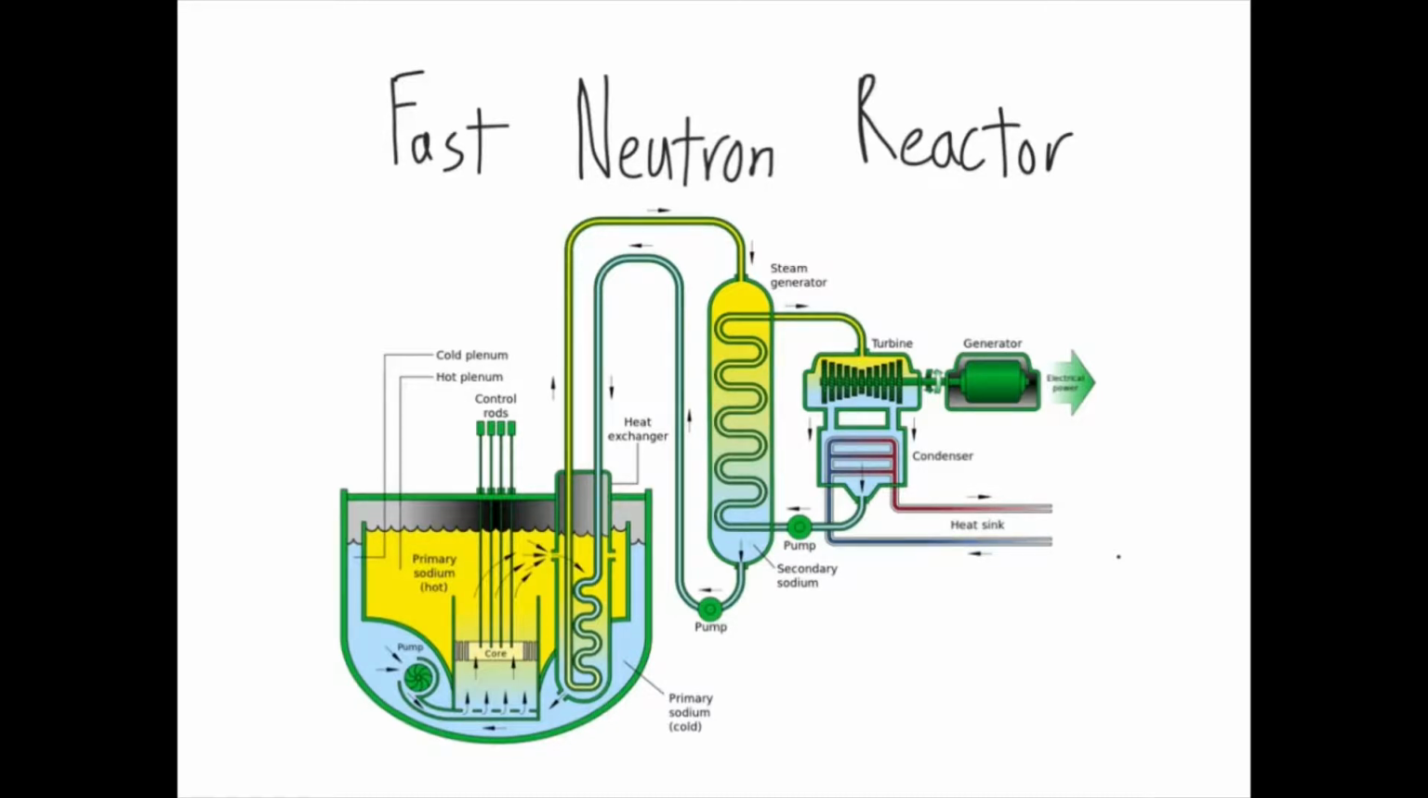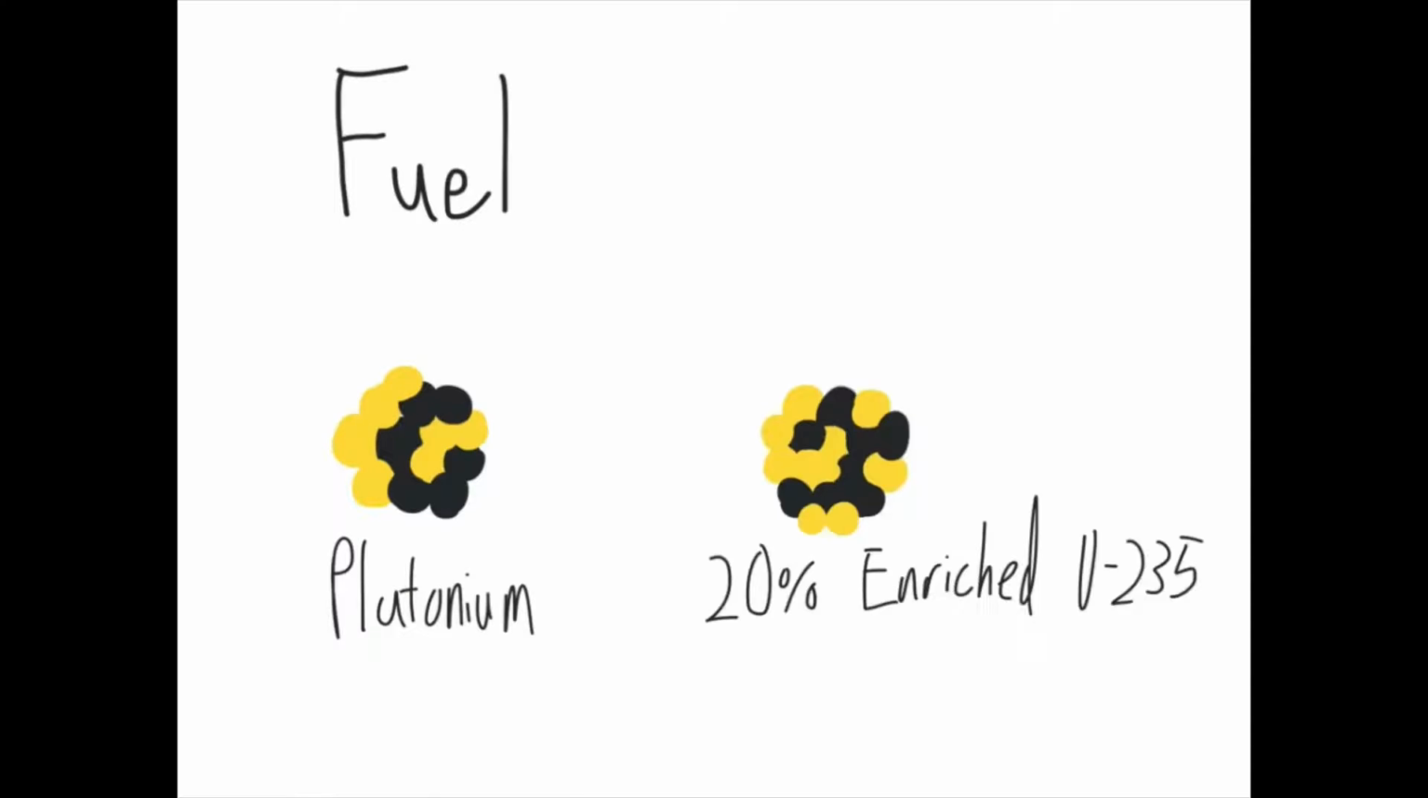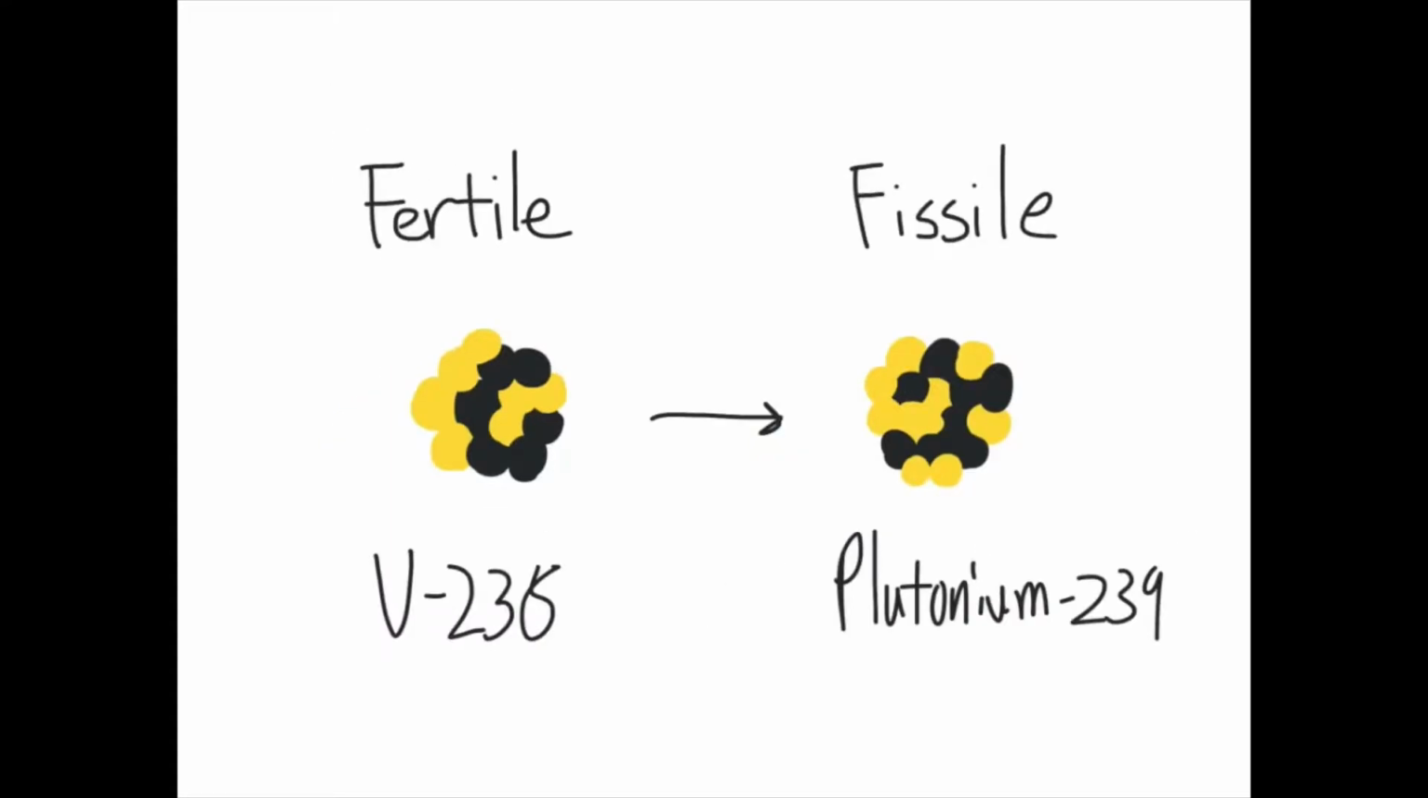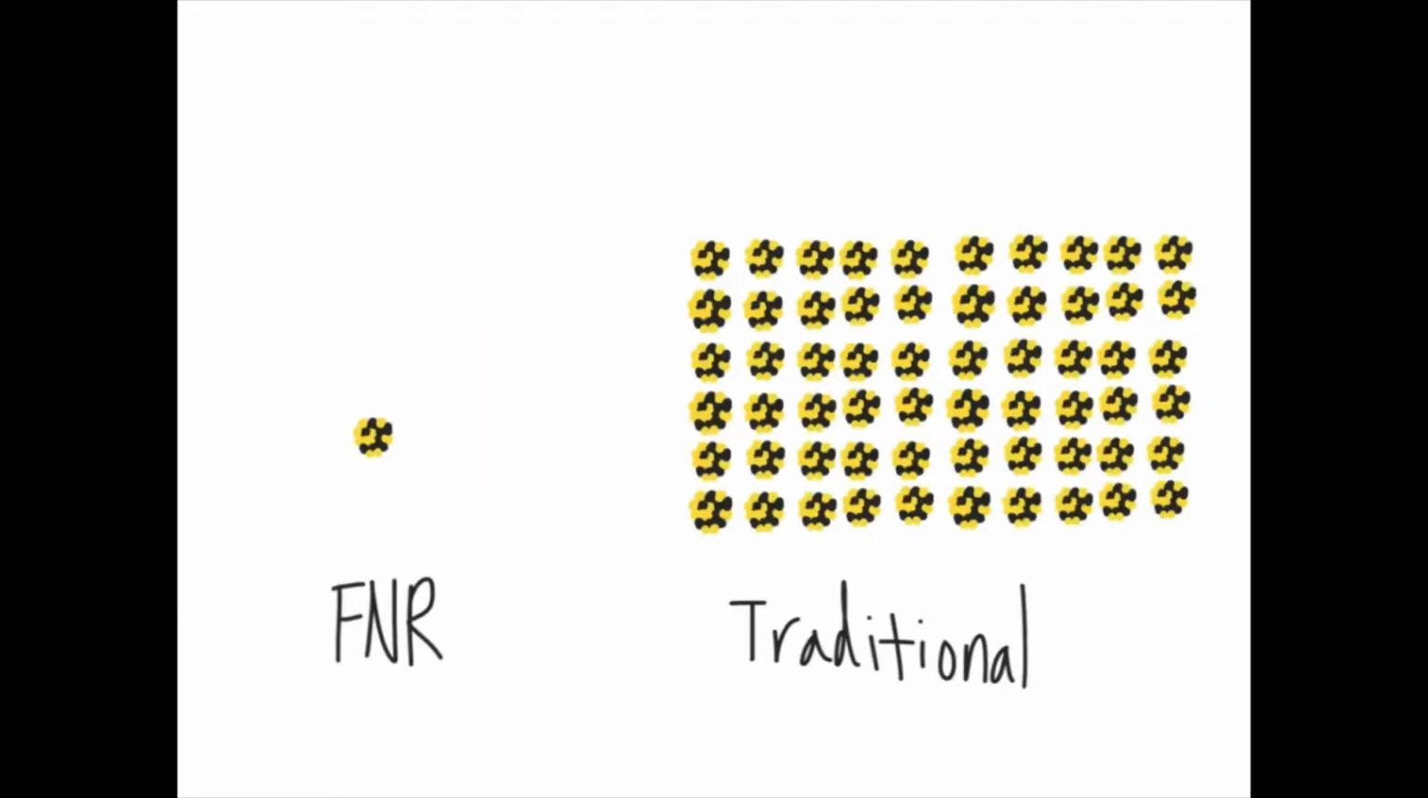These reactors either use plutonium or highly enriched 20% uranium-235 as their fuel, but the unique thing about this type of reactor is that they can breed more fissile fuel like plutonium-239 from fertile fuel like uranium-238 by allowing that fertile fuel to absorb neutrons. This feature of fast neutron reactors makes them 60 times more efficient with their fuel than traditional reactors, because traditional reactors, as I mentioned earlier, can't use fertile atoms like uranium-238 for energy, whereas fast neutron reactors can.